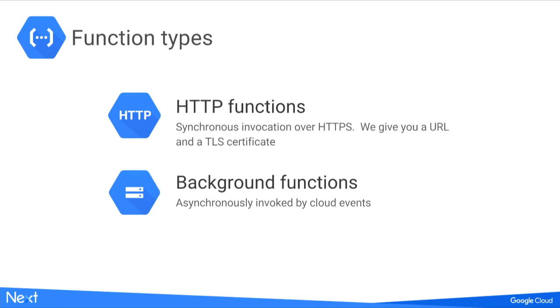The second flavor is the background function. This is where it happens asynchronously. There's an event bus in between, typically Cloud PubSub. This is where you don't need to know the outcome of the function in real time. You're happy for it to be processed in the background. And typically, this will be as a result of an event being emitted from a cloud service. So let's have a look at each of these in a little bit more detail.